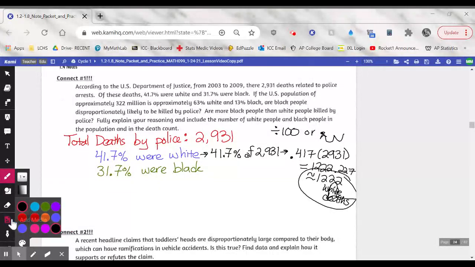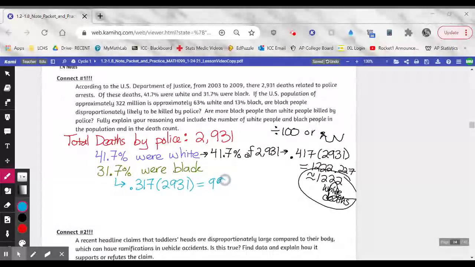Okay, let's go ahead and do the same for the number of black deaths. For that one, we're going to take 0.317 and multiply it with 2,931. And we get 929.127. So that's approximately 929 black deaths.